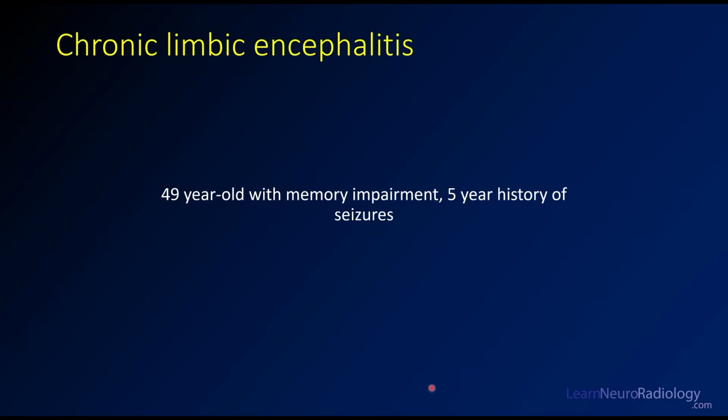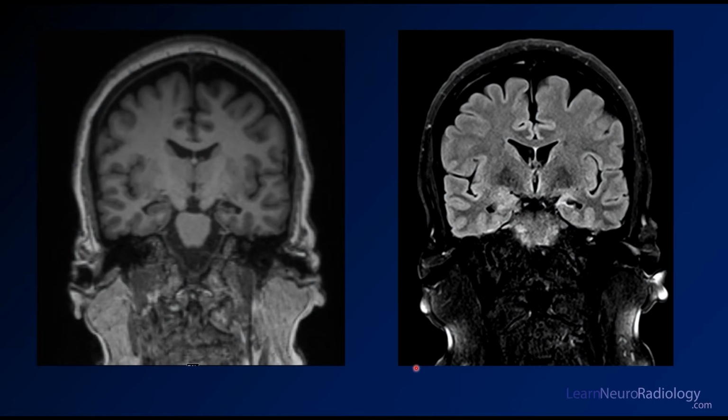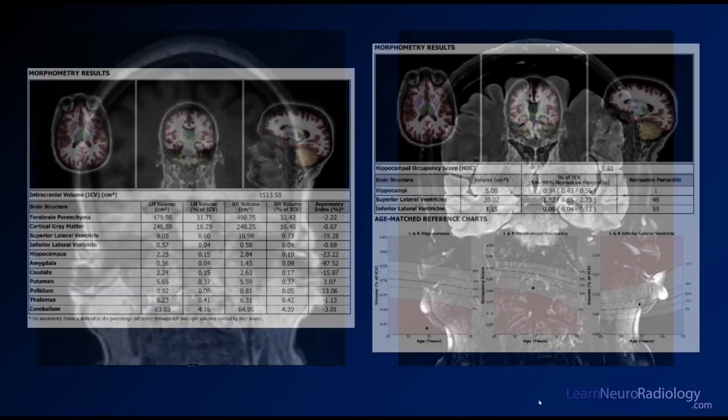So this is a companion case here. This is a case of chronic limbic encephalitis. So we have a 49-year-old who has memory impairment and a 5-year history of seizures. What you'll see here, these are some coronal images through the bilateral hippocampi. What you'll note is that the hippocampi are relatively small, particularly on the left here, where the hippocampus is really almost linear there, and that temporal horn is enlarged as well.